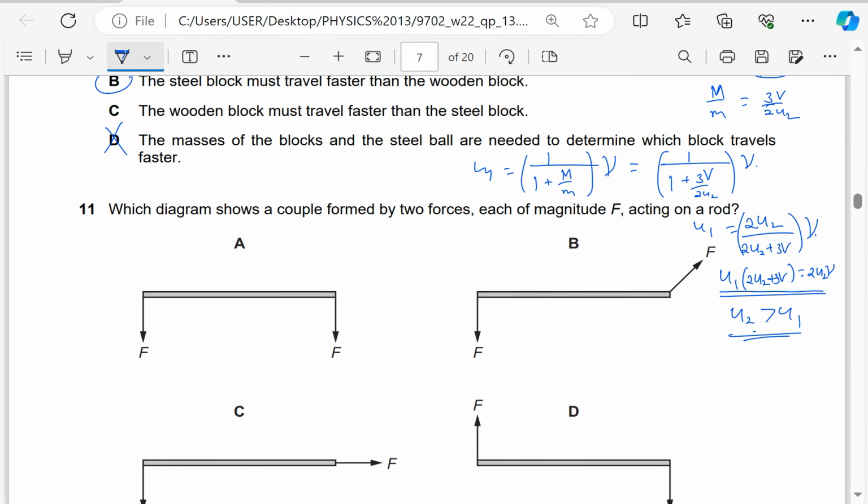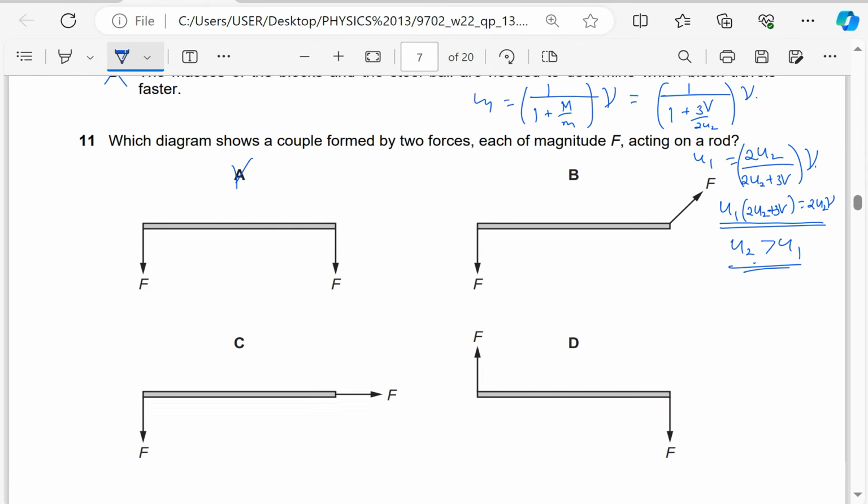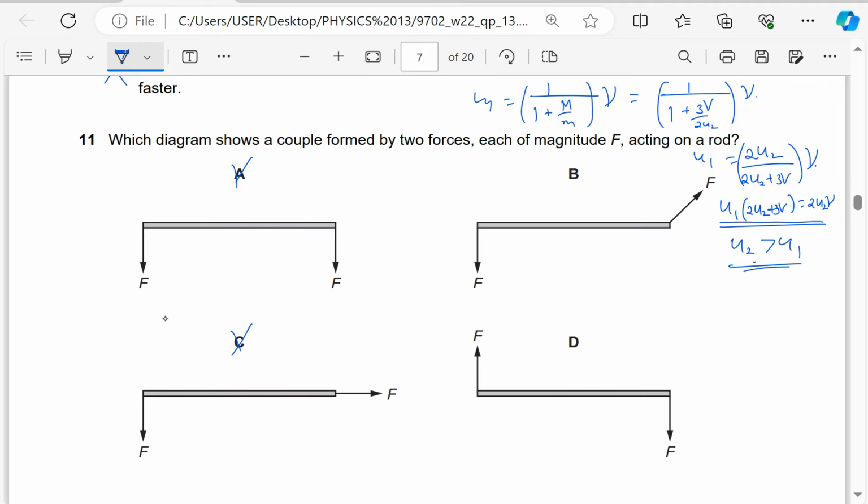So which diagram shows a couple? Remember, we have two equal but opposite forces. This is not a couple because all forces act in the same direction. This is not a couple because they are equal but they are not opposite forces. Then here, the line of action of this force, when I prolong it further, it will meet with the other force. Their lines of action never meet, so this is not a couple. So the answer is going to be D. The lines of action of these forces never meet. They're equal and opposite.